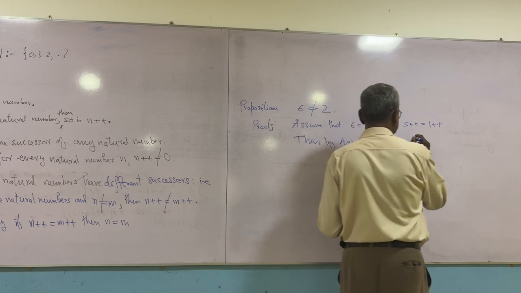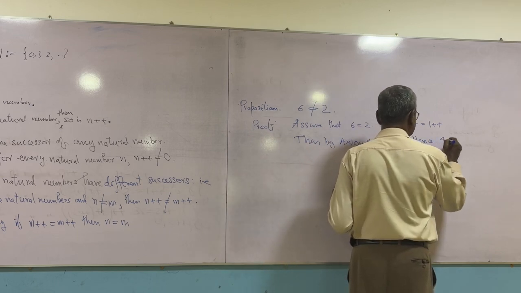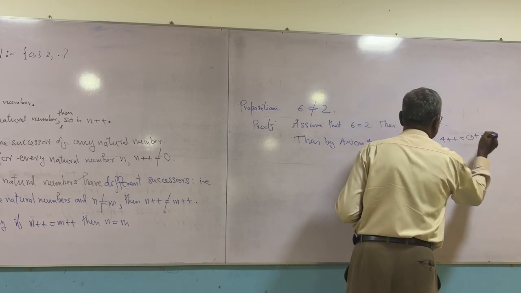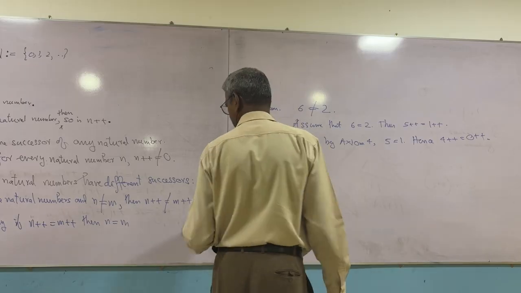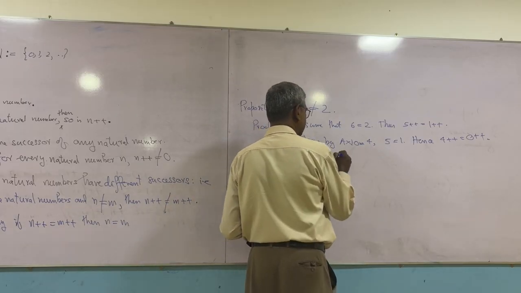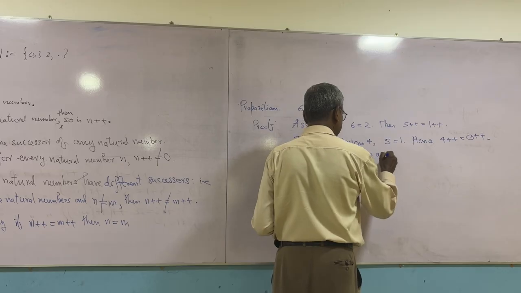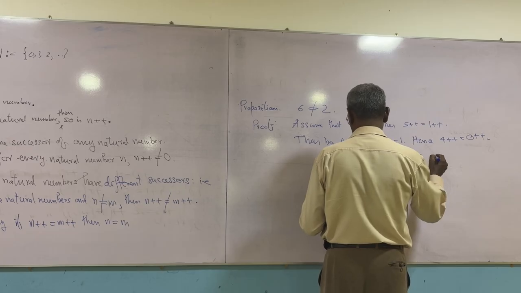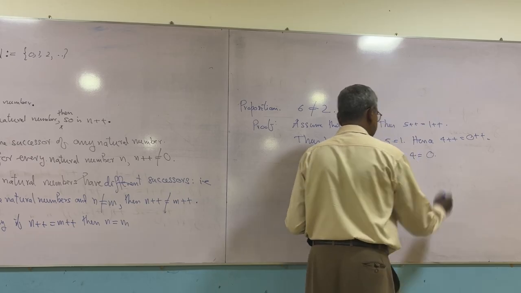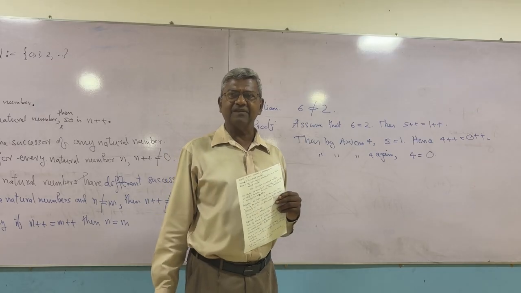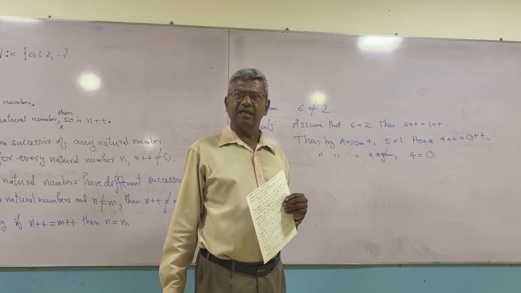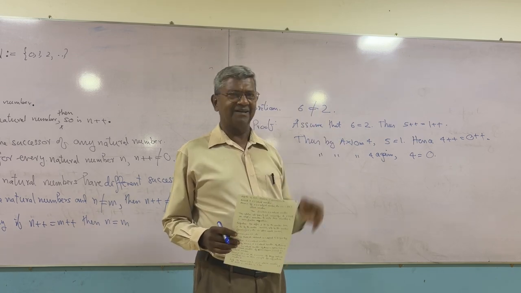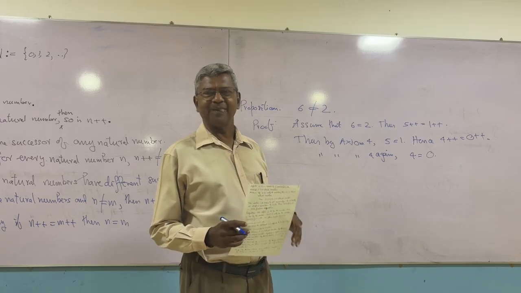Hence 4 plus plus equals 0 plus plus. Again by axiom 4, you get 4 is equal to 0. Is this a contradiction? Yes. How do we see it? Because 4 is equal to 3 plus plus. So the contradiction comes from there, not from here.